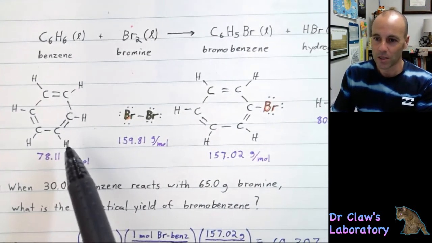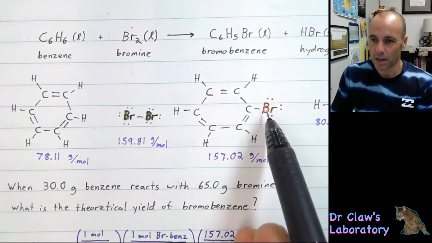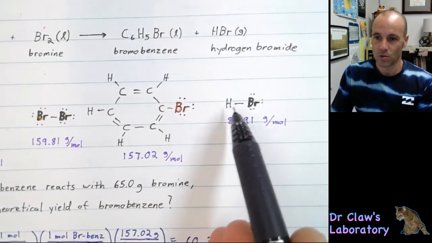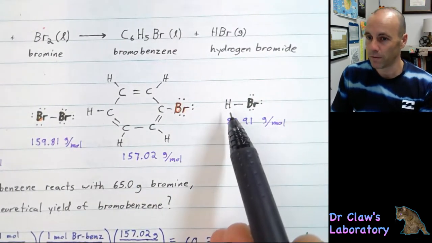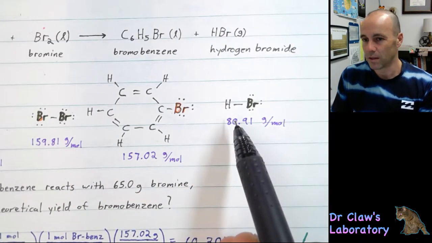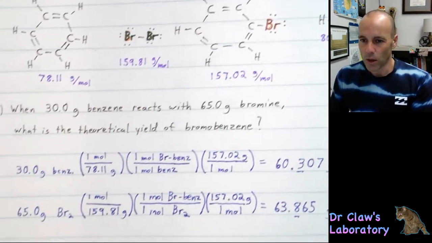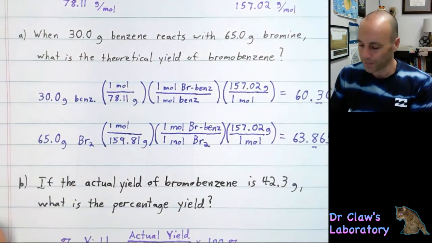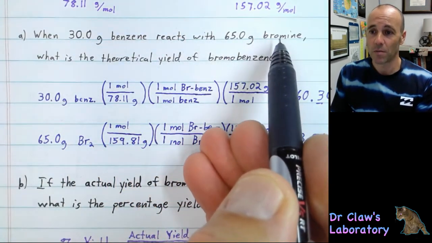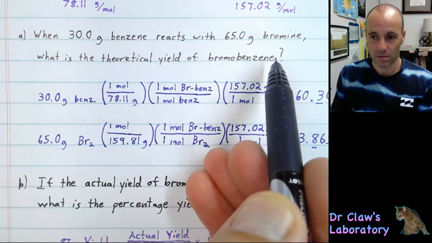Okay, and you can see that after the reaction, one of the bromines takes the place of one of the hydrogens, and the other bromine attaches to the hydrogen that was removed from the ring. I've written the molar masses of the rest of the compounds as well. Now the question for this reaction: when 30 grams of benzene reacts with 65 grams of bromine, what is the theoretical yield of bromobenzene?